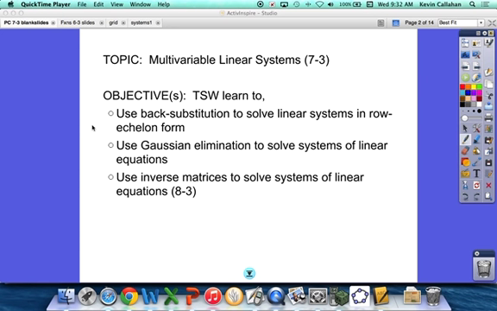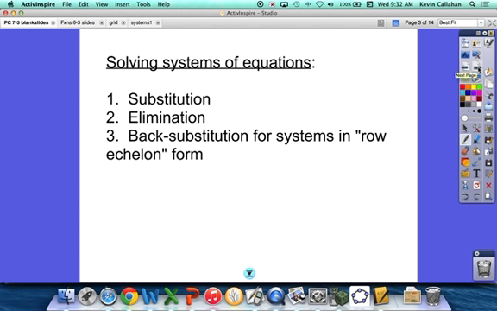We're bouncing back to chapter 7, but the homework is going to come from chapter 8. This is where it combines the solving of systems in chapter 7 with the matrices in chapter 8. Remember, back in chapter 7 we did substitution and elimination, and now there's a new one, which is using what's called back substitution for systems that are in what we call row echelon form, which you'll see in a minute.